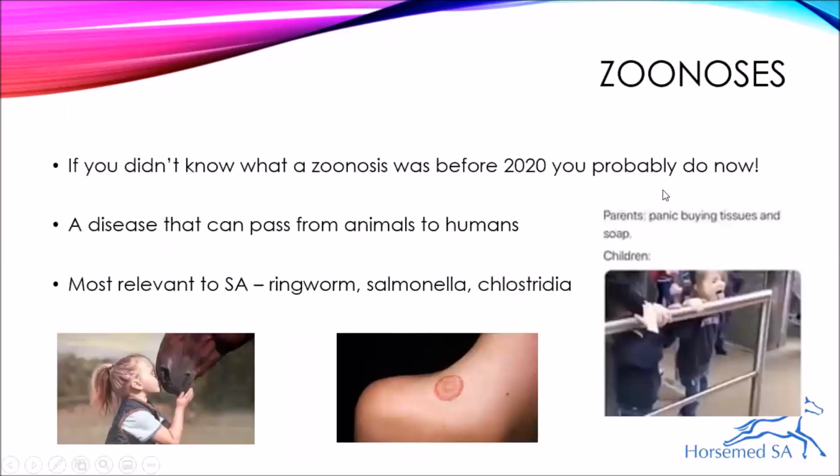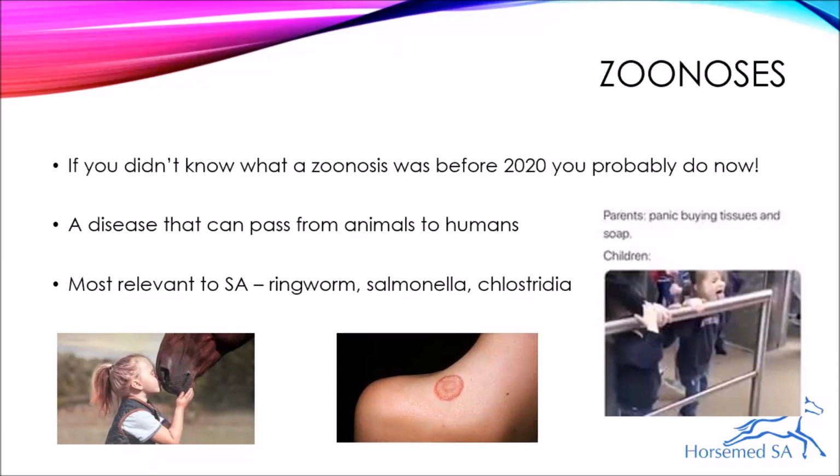Now, we're going to talk a little bit about zoonoses. And I'm going to keep talking about coronavirus, unfortunately, but I've written here, if you didn't know what a zoonosis was before 2020, you probably do now. So a zoonosis is a disease that passes from animals to humans. And that is, as vets, as horse owners, as the general public, our number one concern. You might not think it is, but it is. We have to put human health above all else.